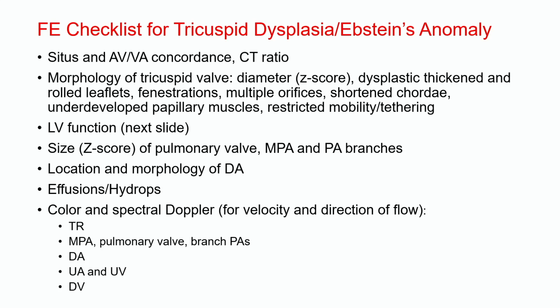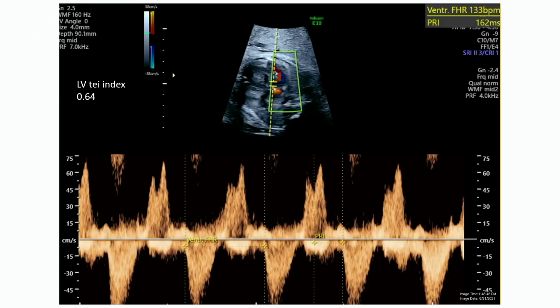That ductus arteriosus usually comes from the underside of the aortic arch, and you can't see it as well from the usual views that we get in the normal situation. One should also check for effusions and hydrops, as that is a very poor prognostic sign, and use your color and spectral Doppler for both the velocity and the direction of flow for the tricuspid insufficiency, the pulmonary tree, the ductus arteriosus, the umbilical artery and vein, and the ductus venosus.